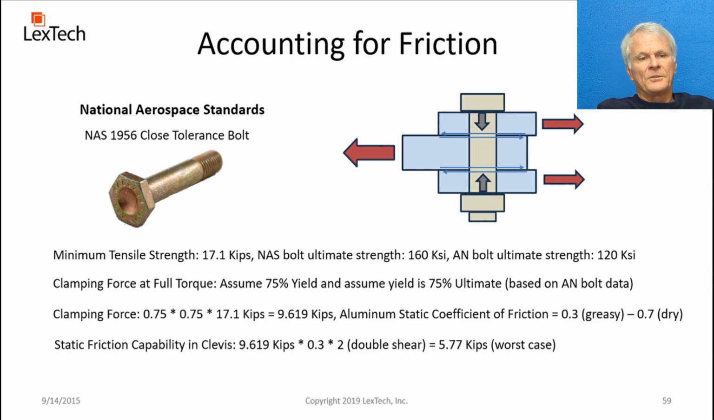And if I assumed that I had 75% of the yield in that compression, it works out to a clamping force of at least 9.6 kips. And then assuming a coefficient of static friction of 0.3 for so-called greasy aluminum to aluminum, you get a shear force of 5.77. That's the worst case. So if you had the worst situation with greasy aluminum to aluminum, we would expect to be able to carry 5.77 kips in that part.